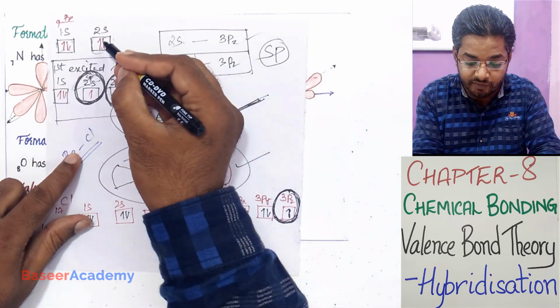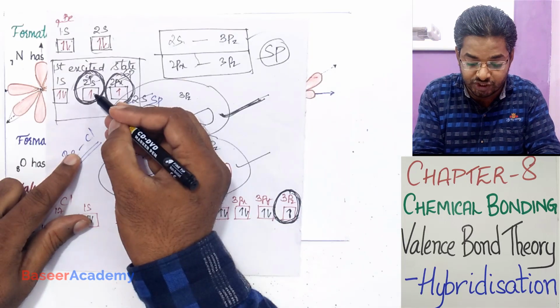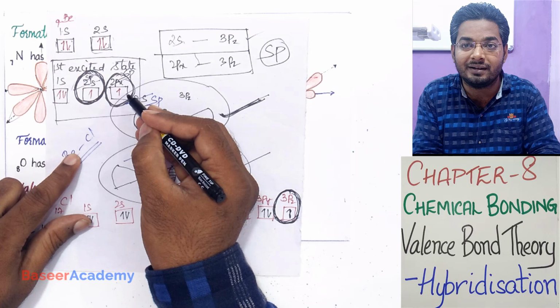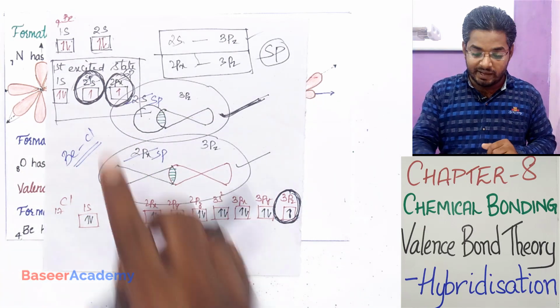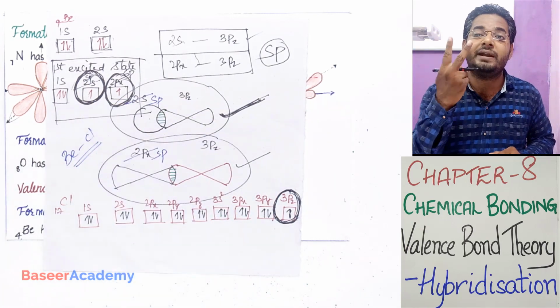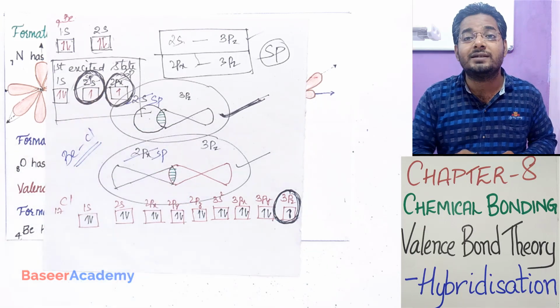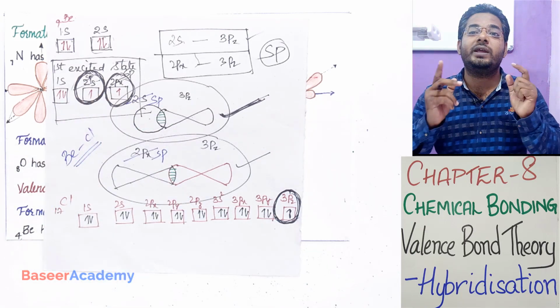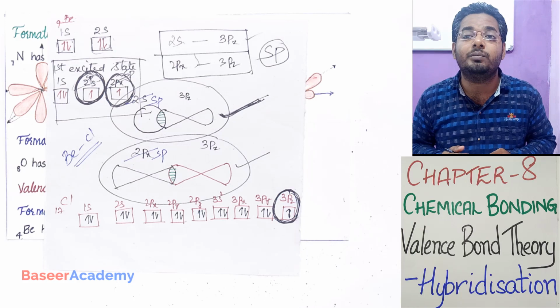One of the electrons from the 2s orbital jumps to the 2px orbital. And when that happens, beryllium now has two unpaired electrons. And since beryllium has two unpaired electrons, it can very well form two covalent bonds.